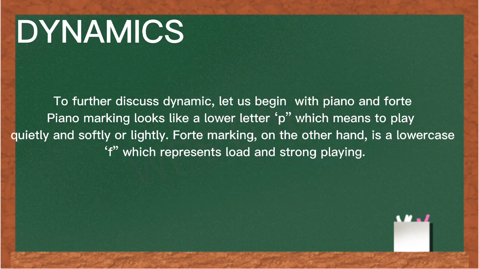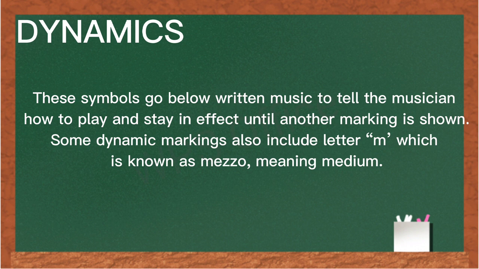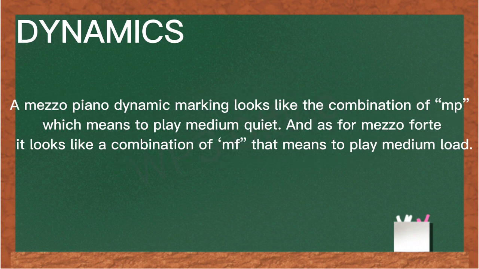To further discuss dynamics, let us begin with piano and forte. Piano marking looks like a lowercase P, which means to play quietly and softly or lightly. Forte marking, on the other hand, is a lowercase F, which represents loud and strong playing. This symbol goes below written music to tell the musician how to play and stays in effect until another marking is shown. Some dynamic markings also include the letter M, which is also known as mezzo, meaning medium. A mezzo piano dynamic marking looks like the combination of M, P.